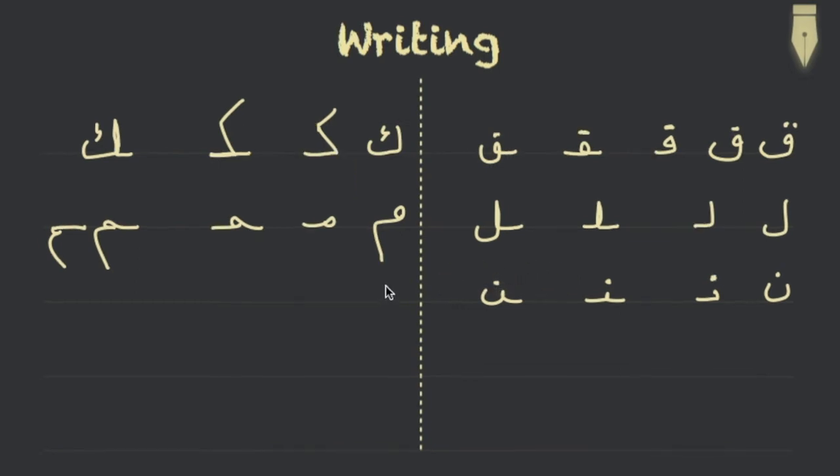For the ha, we write it in this way. We repeat it. So we end on the horizontal line. So this is the isolated form. The initial form is exactly the same as the isolated form.